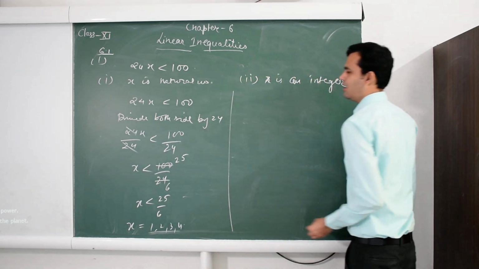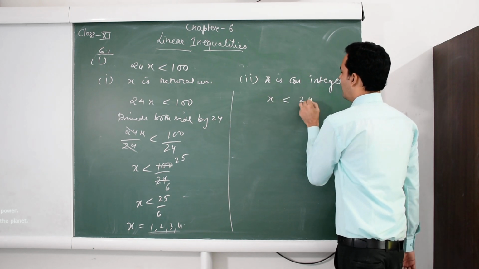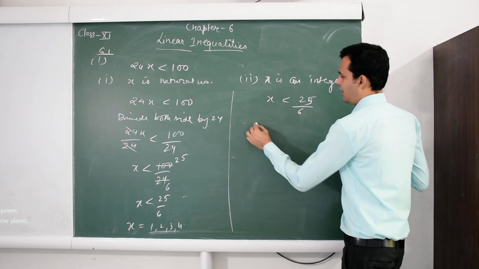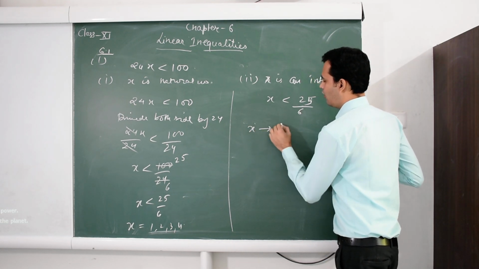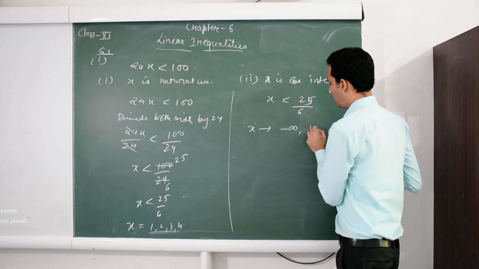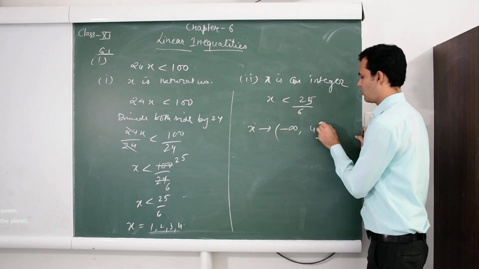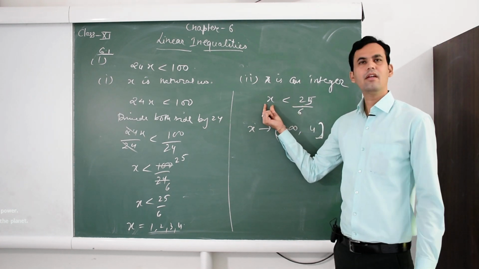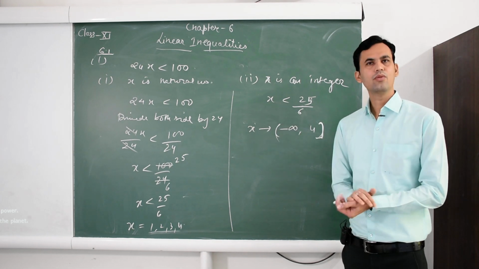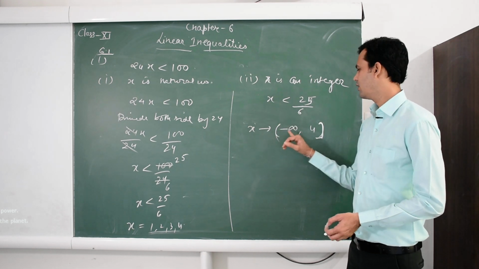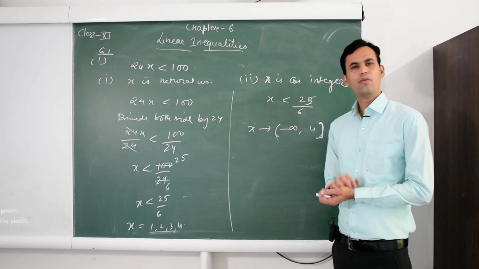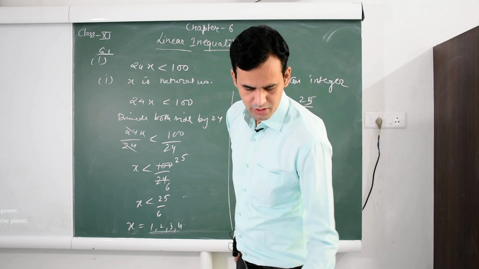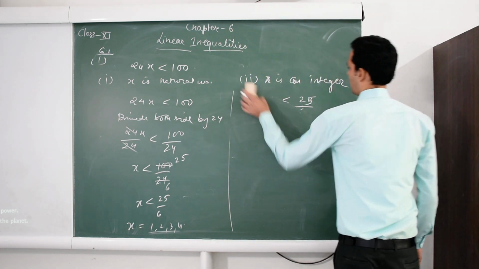Now x is an integer, same condition, x is less than 25 by 6, and for integers the value of x is from minus infinity to 4. Okay, 4 is also included in this condition. So we put any integer here, and the condition is true for all such integers. So the value of x will be from minus infinity to 4, and for natural numbers the value of x is 1, 2, 3, 4. This type of questions are from 1 to 4. Now next question.